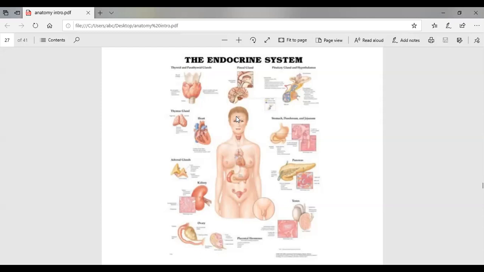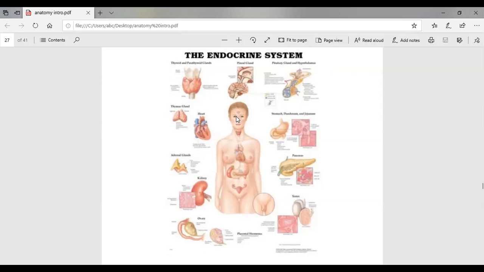So different organs producing hormones form the endocrine system. Let's go ahead.